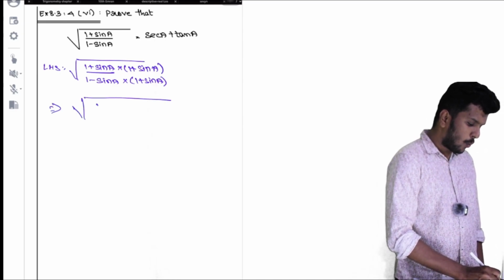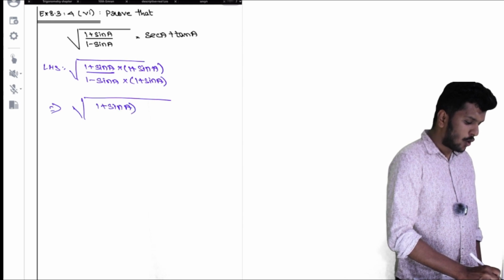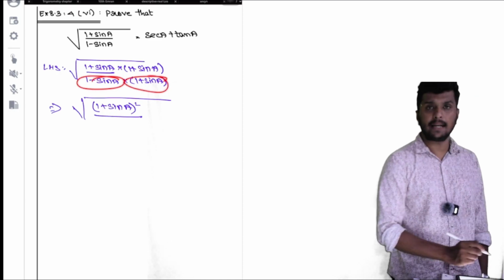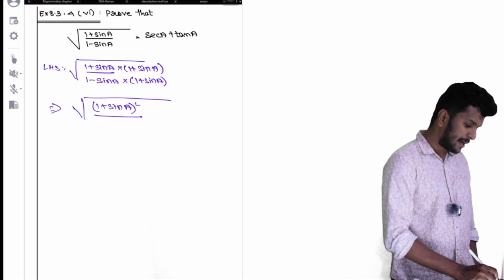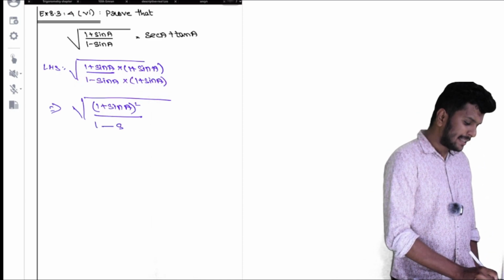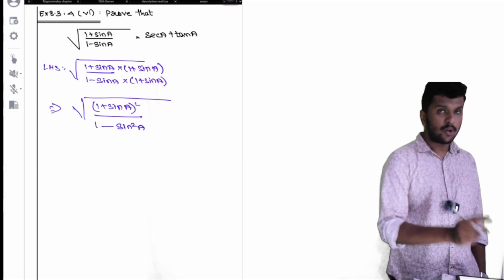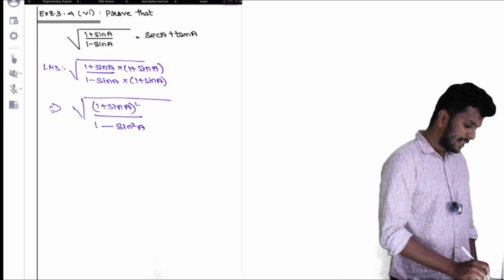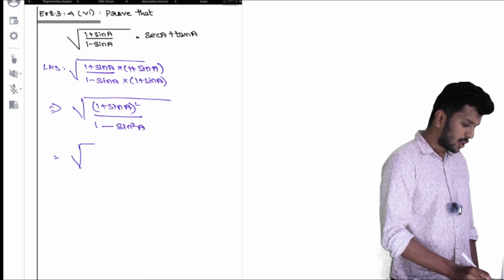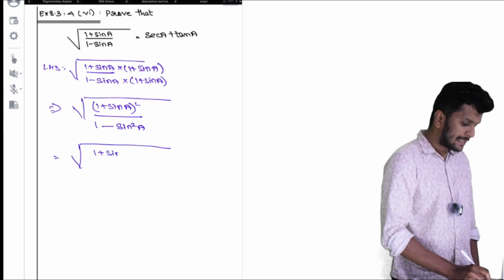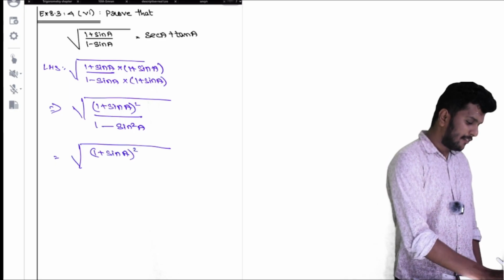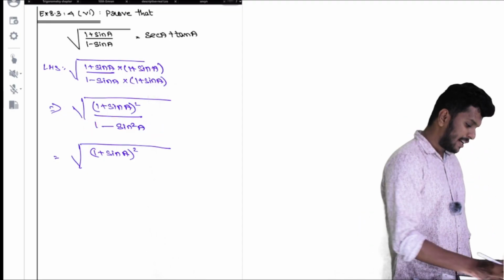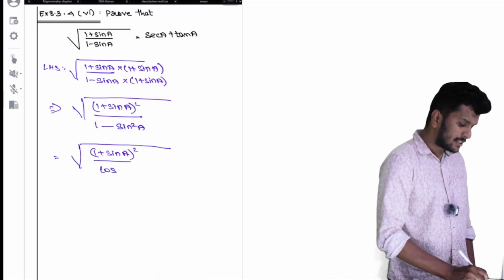So that implies, how does it become? Root of (1 plus sin A) the whole square divided by, in the denominator, it is of what form? A plus B into A minus B. What is A plus B into A minus B? A square minus B square. Do not disturb your numerator right now, I'll tell you. So whole root of (1 plus sin A) the whole square divided by, denominator is 1 minus sin square A, which is cos square A.